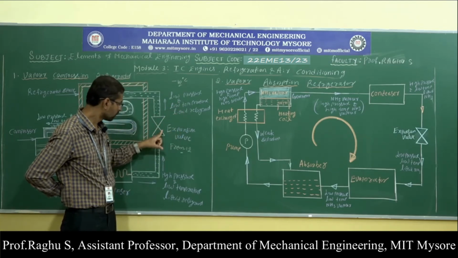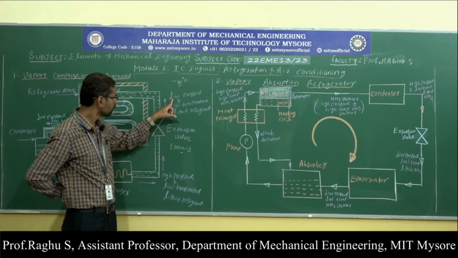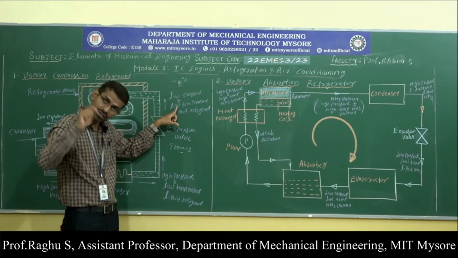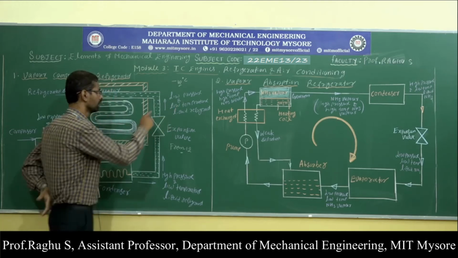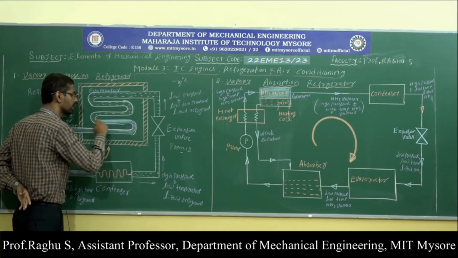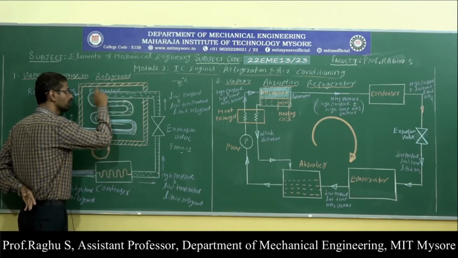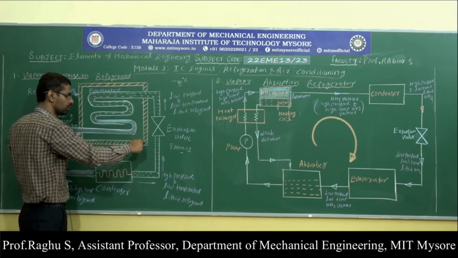Because of the expansion process, before expansion we have high pressure and low temperature, and after expansion we have low pressure and still low temperature refrigerant. Now the low pressure and low temperature refrigerant enters into the evaporator tubes. Evaporator tubes are kept inside the refrigerated space. This is the freezer.